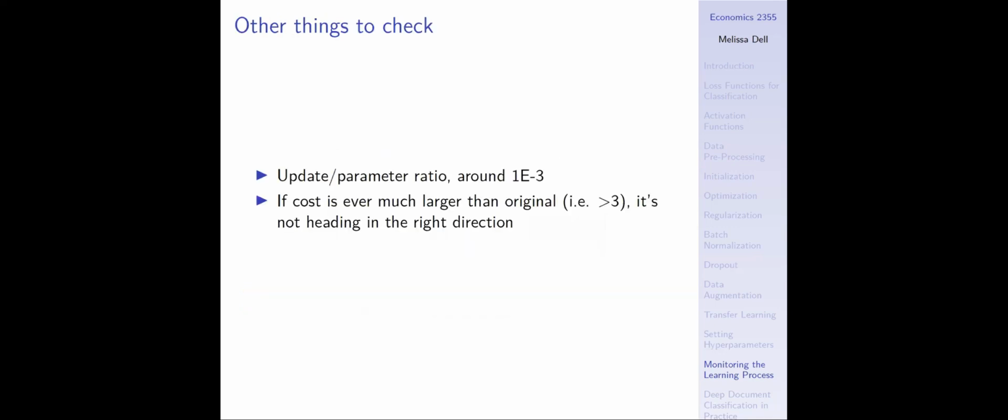You don't have to wait for it to explode. If your cost after updating is substantially larger than the original, as a rule of thumb, 3 times or more greater than the original, you know that your problem is diverging and you can just stop right there, because your learning rate's too high. Another thing that you would look at is the ratio between your update and your parameters. As a rule of thumb, people suggest that be around 0.001.